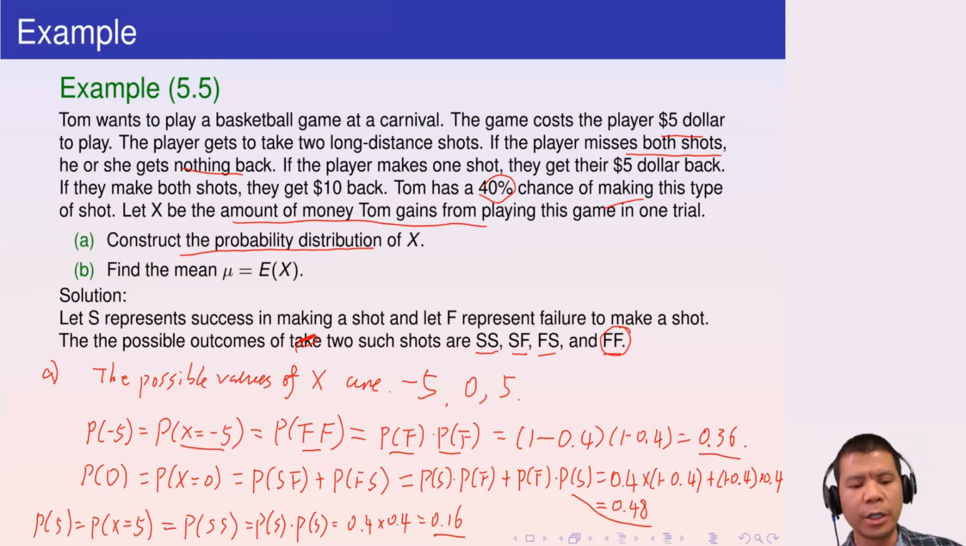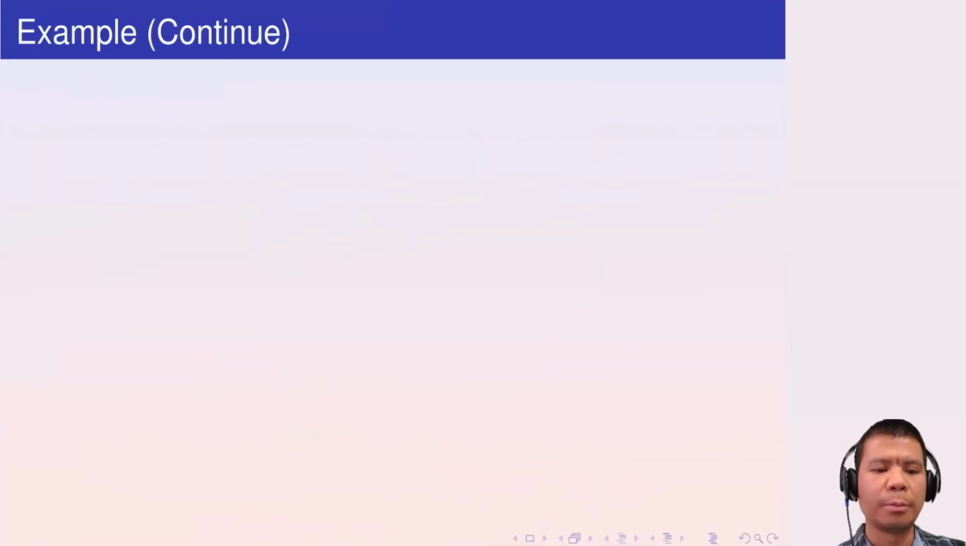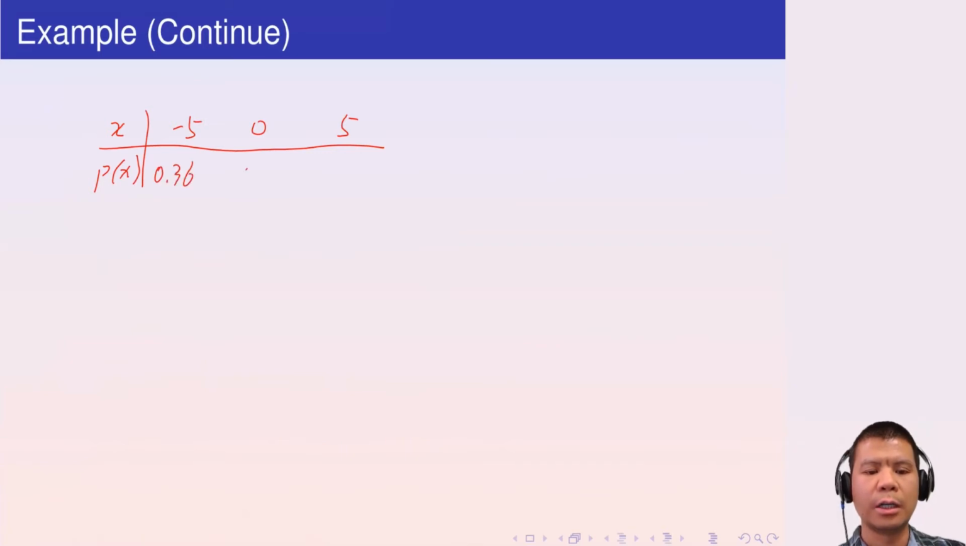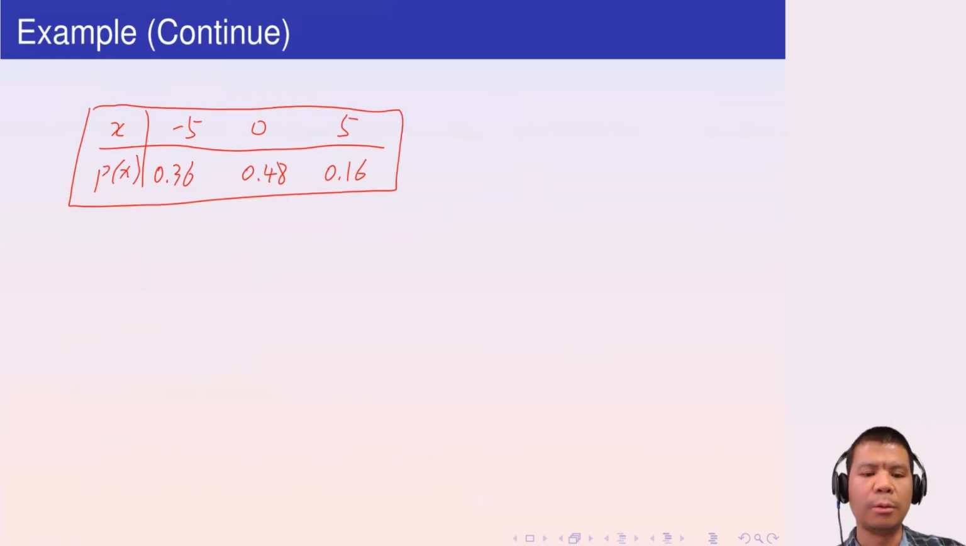All right, these are the corresponding probabilities. Now let's put them together for the probability distribution. The possible values are -5, 0, 5. These are the corresponding probabilities. So the probability distribution is x here, p of x is -5, 0, 5, and this is 0.36 and 0.48 and 0.16. So this is the probability distribution.